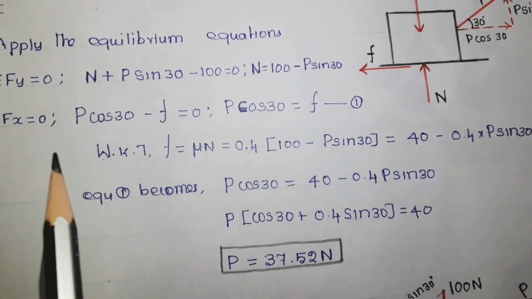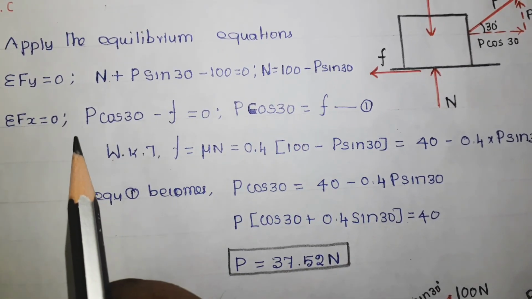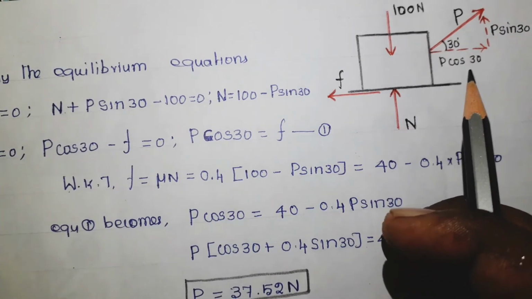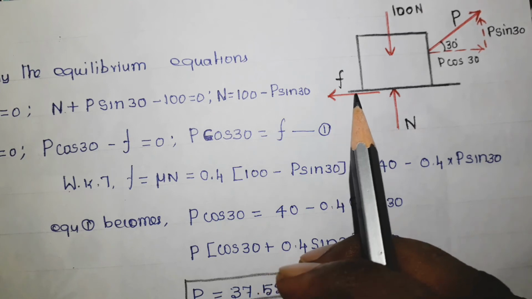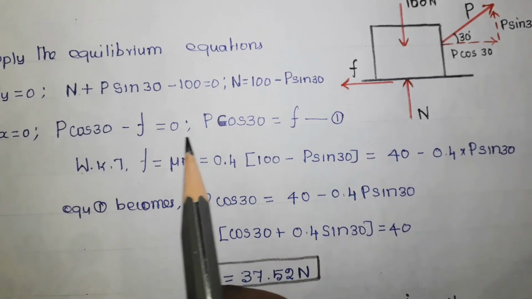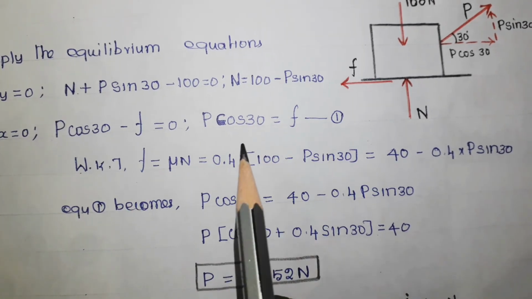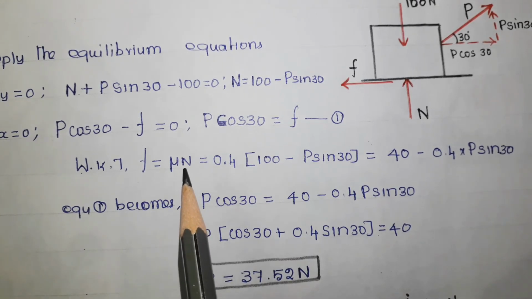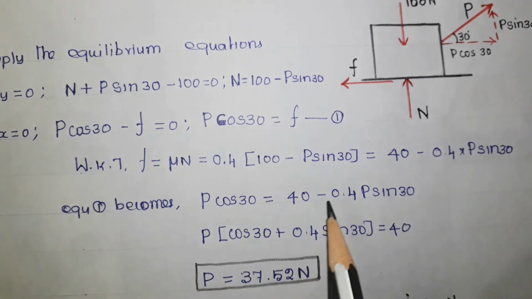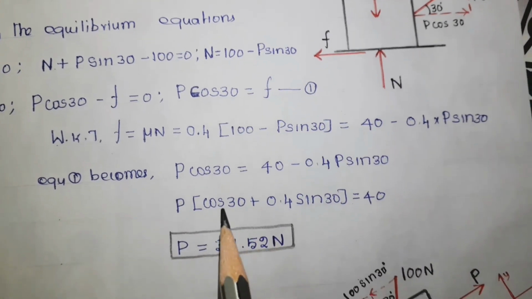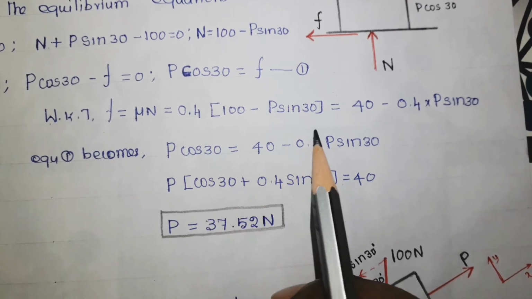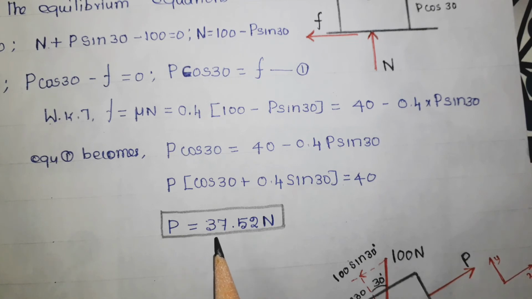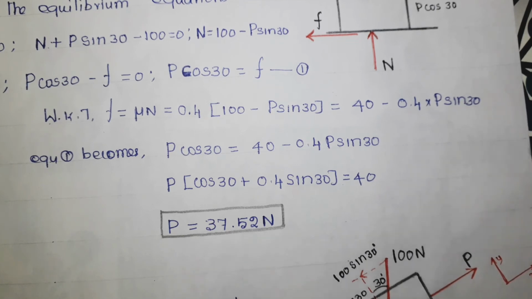And now use the second equilibrium equation, which is nothing but the summation of all horizontal forces equal to 0. There are two horizontal forces. One is P cos 30, which is positive, and the friction is negative. This is equation number 1. Now we know that friction F equals mu times n. In the place of n, just substitute this one and you can simplify it. Now finally this equation will be something like this. From this you can get the answer for P, which is nothing but 37.52 Newton.